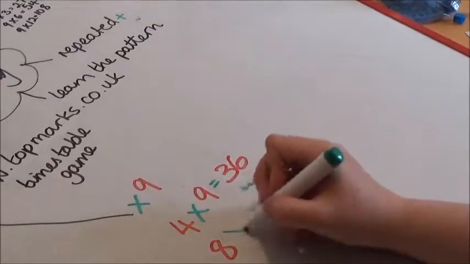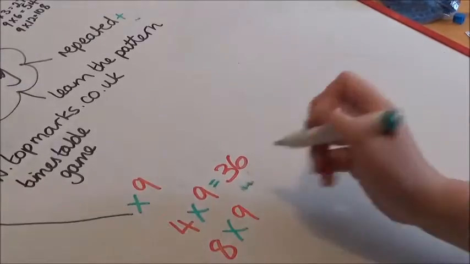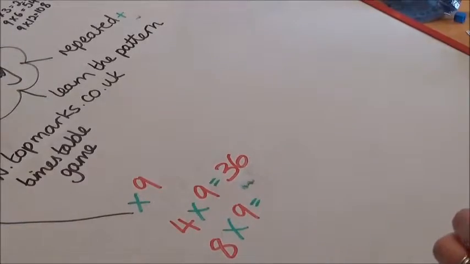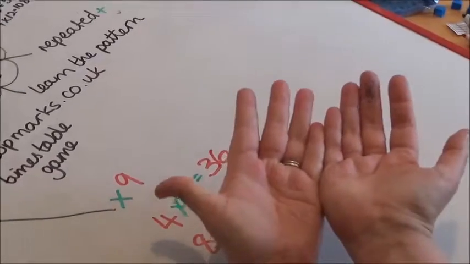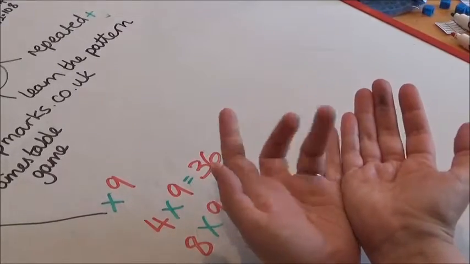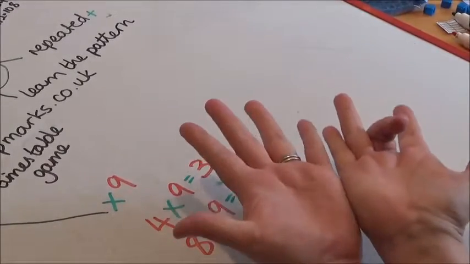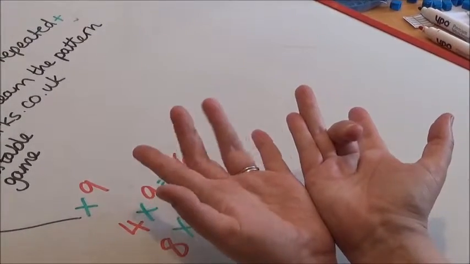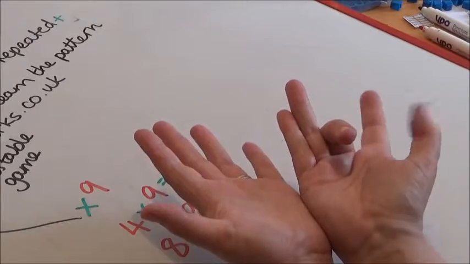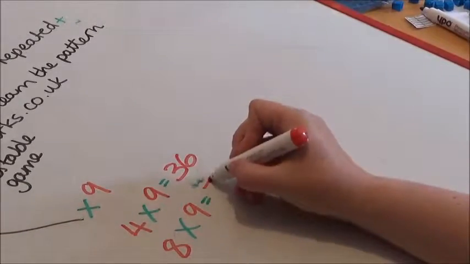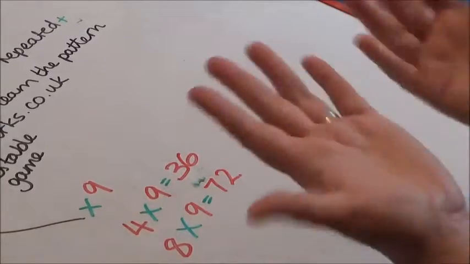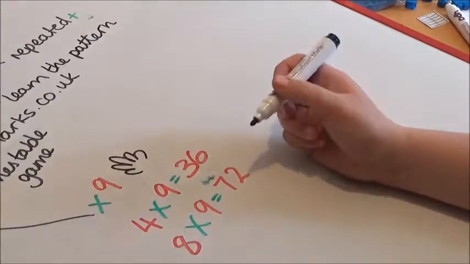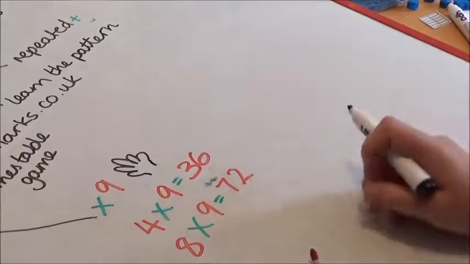If I had another one, say 8 times 9. Again, I could just do my doubling, my double 4s, but I'm going to use my 9s. So I'm going to put down my 8th finger. 1, 2, 3, 4, 5, 6, 7, 8. This side are my tens, this side are my units. So my answer is 1, 2, 3, 4, 5, 6, 7, 72. So you can use your fingers to help you out with your 9 times table. Okay.